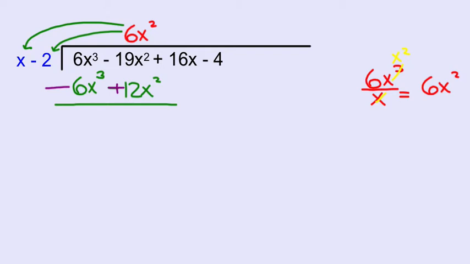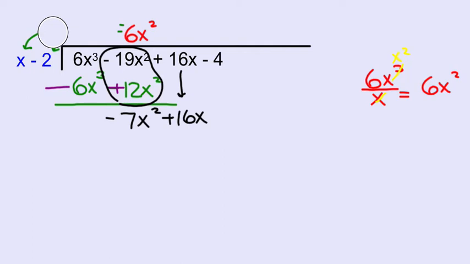Now let's simplify. 6x cubed minus 6x cubed is 0. Negative 19x squared plus 12x squared, I'm taking care of this, and I get negative 7x squared. Now I'm going to bring down the next term, positive 16x. All right, I'm just going to clean up a little bit here. I'm just going to get rid of that 0, get rid of those arrows.